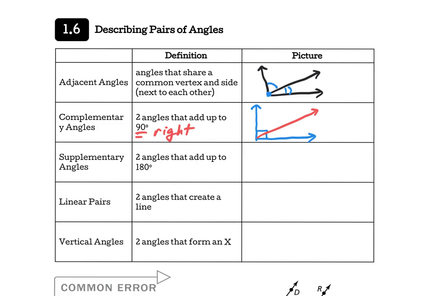So if I see this little square in the corner like we talked about yesterday, then I know these two angles together are making 90.